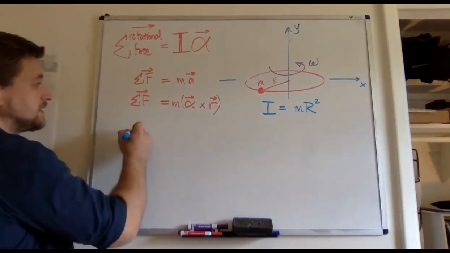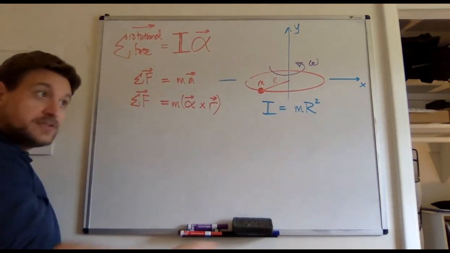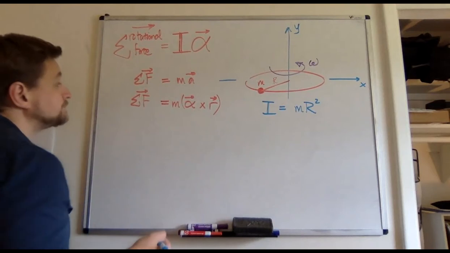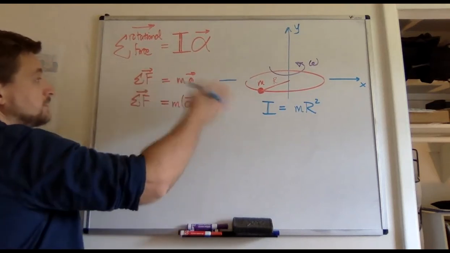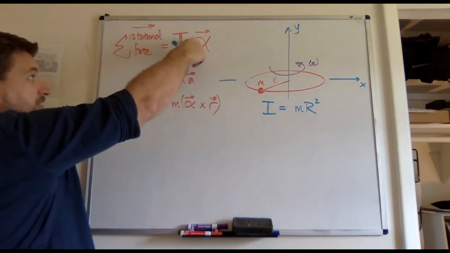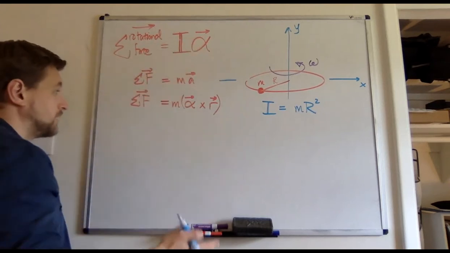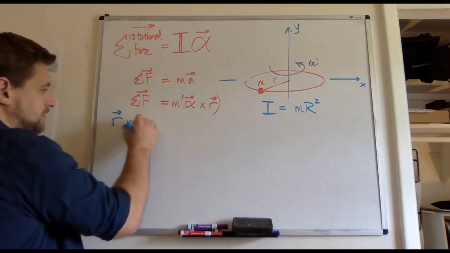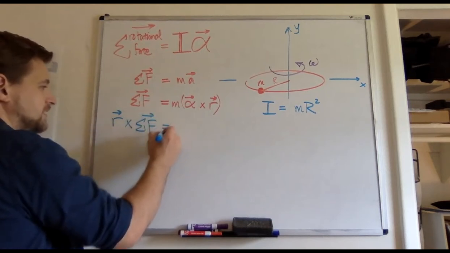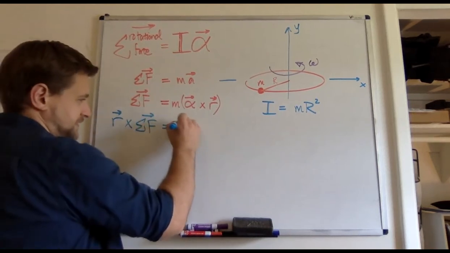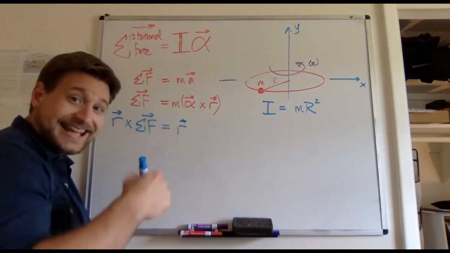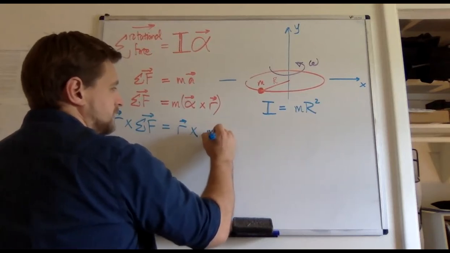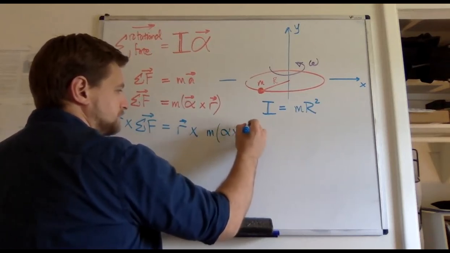So I'm going to multiply by vector r, but in order to multiply, I need to decide whether I'm doing a cross or dot product. I don't want to lose the vectorness because I want to have vector angular acceleration still left over when I'm done. So I'm going to take the cross product of vector r with both sides of the equation, multiplying from the left. Because again, the cross product is anti-commutative, it matters the order in which we write the multiplication. r cross m alpha cross r.